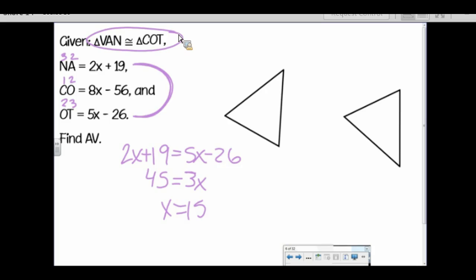And we needed to find AV. AV is listed first, so that's going to go with CO. AV is congruent to CO. Therefore, if we plug 15 into CO, we will have AV as well. 8 times 15 minus 56 gets us 64. So the length of AV is 64 units.